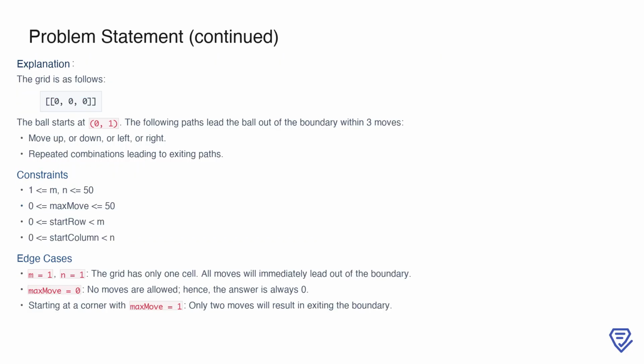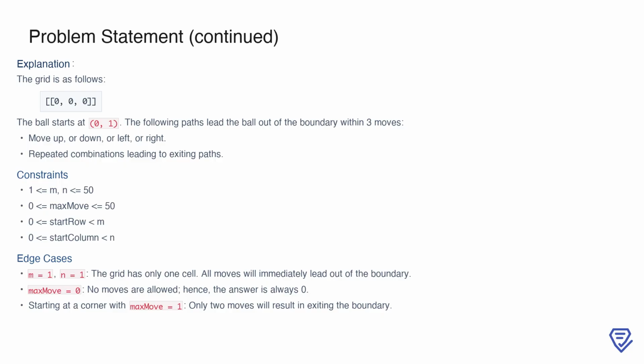Let's consider another example. Here, the grid is a single row with 3 columns, defined as m equals 1 and n equals 3. The maximum number of moves allowed is max move equals 3, and the ball starts at 0, 1, which is the middle cell of the row. The grid looks like this, a 1 by 3 grid with all cells initially marked as 0. In this case, the ball can move up, down, left, or right, and repeated combinations of these moves can eventually lead the ball out of the grid boundary. For example, the ball can move left or right to exit directly, or it can move left, then right, and then left again to exit. After considering all possible combinations, there are a total of 12 valid paths that allow the ball to exit the boundary within 3 moves.